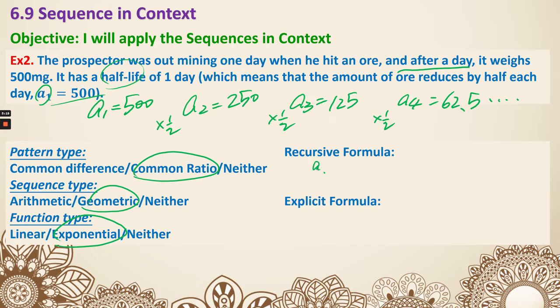Recursive formula: a sub 1, don't forget to list that, is 500, and a sub n equals a sub n minus 1 times 1/2. Explicit formula: a sub n equals 500 times 1/2 inside parentheses, to the n minus 1 power.